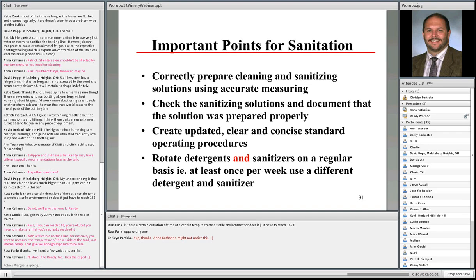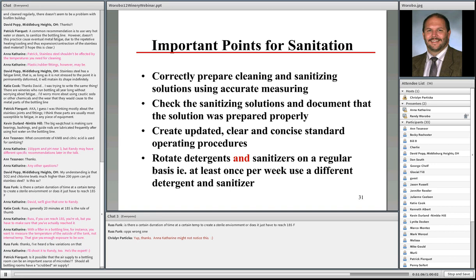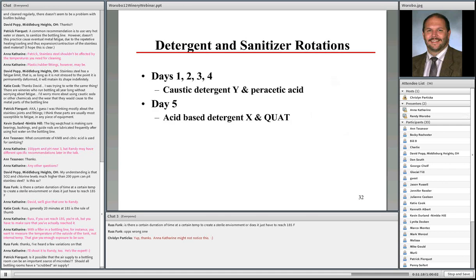Correctly prepare cleaning and sanitizing solutions using accurate measuring devices, and you should be checking those solutions to make sure that they're properly prepared. There are test strips for all sanitizers. Make sure that you record the information so that you can go back to see if there was a specific issue. And then instead of using one type of detergent, like I said, the majority of the time use an alkali, switch to an acid cleaner to get rid of the mineral deposits. At the same time, your sanitizer should be switched at least once a week to once every 2 weeks. Go from a broad spectrum to a totally different sanitizer just to wipe out any type of buildup.